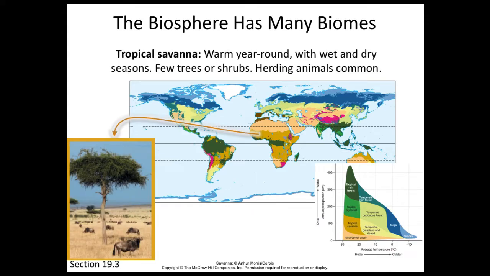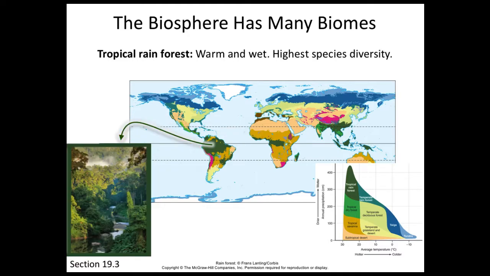Our next biome type is tropical savanna. Tropical savanna is warm year-round with both wet and dry seasons. However, there are very few trees or shrubs found in the tropical savanna system. Herding animals are very common in tropical savanna ecosystems.